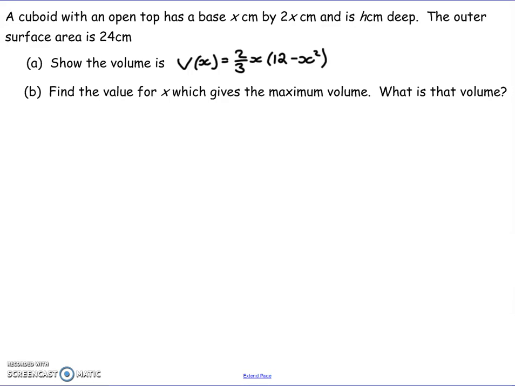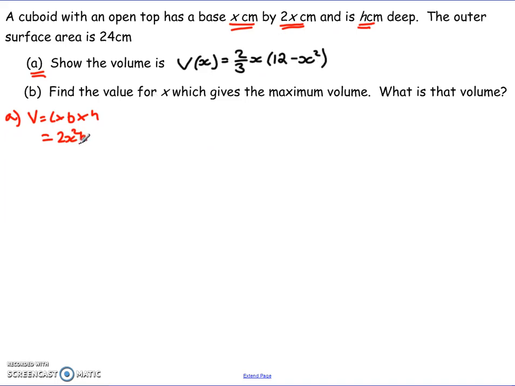This is the kind of question we have to answer. So the first thing I have to do is look at part A. So look at this bit here. I want to show the volume is given by this. Now it's a cuboid, so we know that the volume of a cuboid is length times breadth times height. Now our length is given by the x, our breadth is given by the 2x, and our height is given by the h. So what I can then say is length times breadth gives me 2x squared, and then it's times h. So I've got 2x squared h for my volume. Now, we want to get to this.